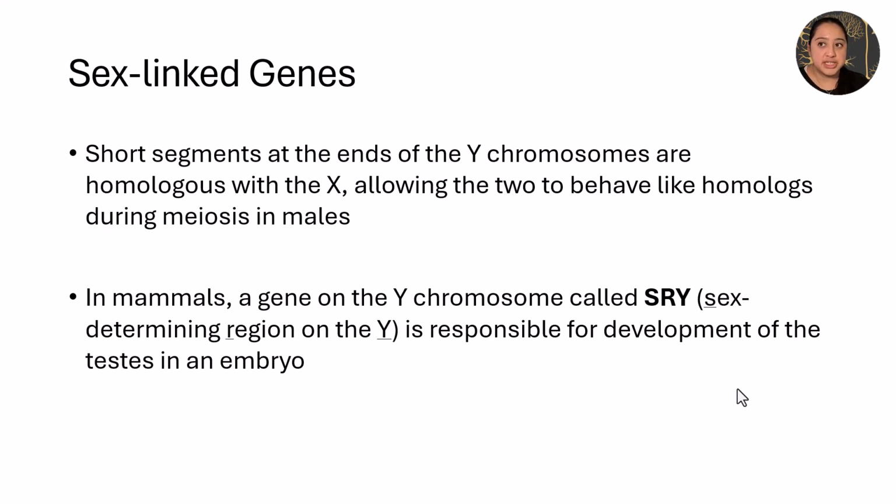But we're mainly going to focus here on the XY. And so there are short segments at the ends of the Y chromosome that are homologous with the X. So that's how they can kind of behave like homologs during meiosis in males and still get passed evenly. And in mammals, again, like us, a gene on the Y chromosome called the SRY gene, and that stands for sex determining region on the Y, is what's actually responsible for development of the testes.